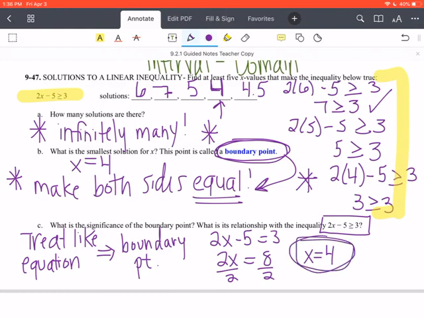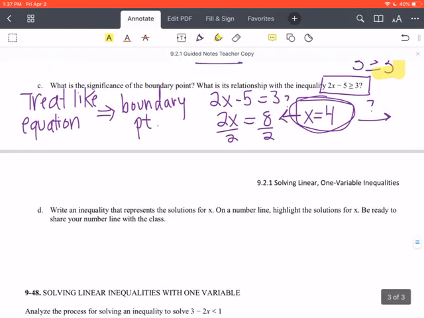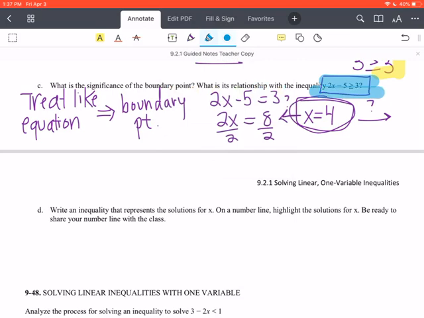Now at that point we have to figure out, is it all numbers to the right or all numbers to the left that we need to shade in? That's the question you would be asking yourself from there. So we want to write an inequality that represents the solutions for x, and then make a number line and highlight the solutions. Oftentimes when you're given the inequality highlighted in blue, you're going to be asked two things: to write an inequality, and to highlight the solutions on a number line.